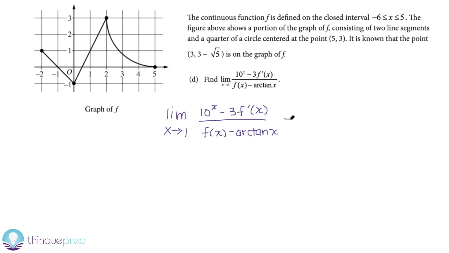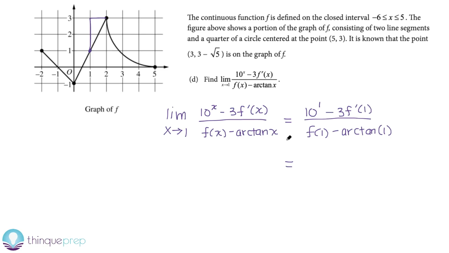Now, after I rewrite the question, then I could go ahead and do a direct substitution to see what I get. 10 to the first minus 3 f prime of 1 all over f of 1 minus arctan of 1. So what is f prime of 1? Well, f prime of 1 is the slope of the graph at 1. Well, the slope of the graph, if I just go here and just do some counting, I get up 2 over 1, right?